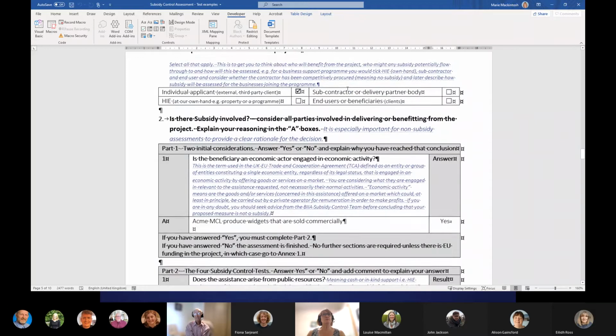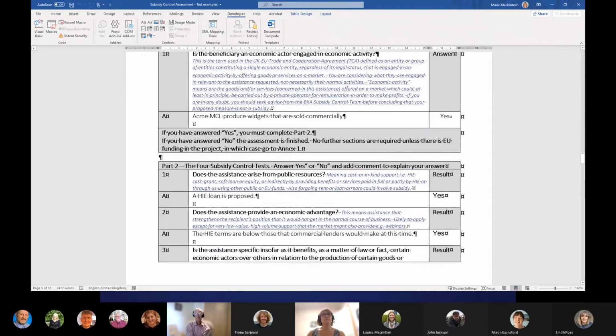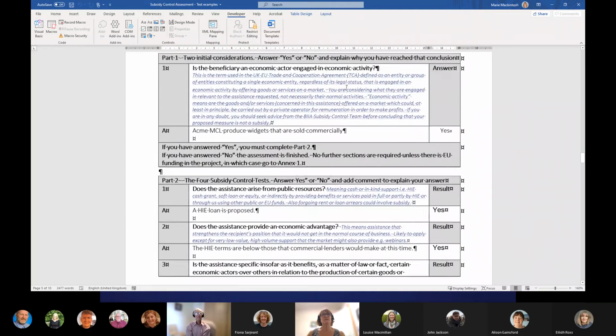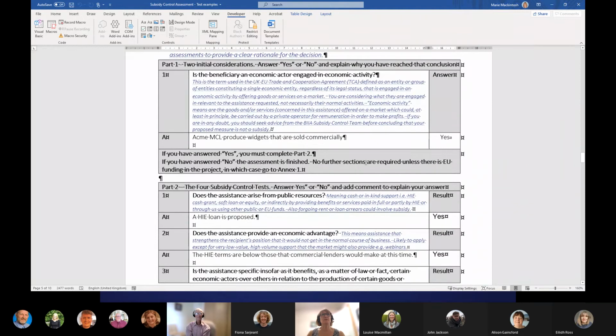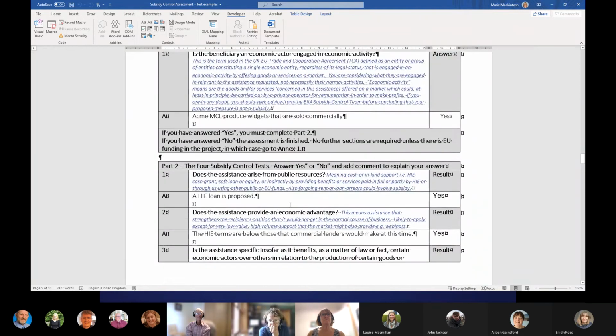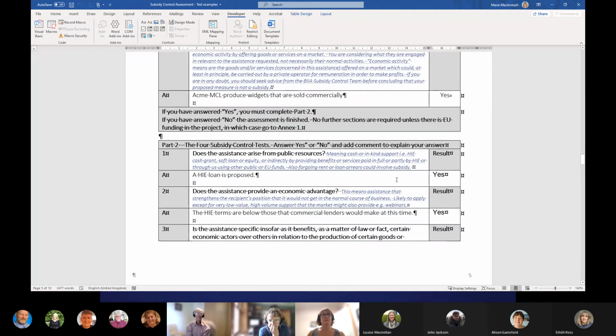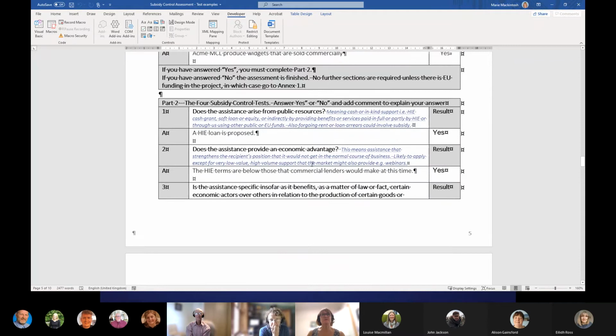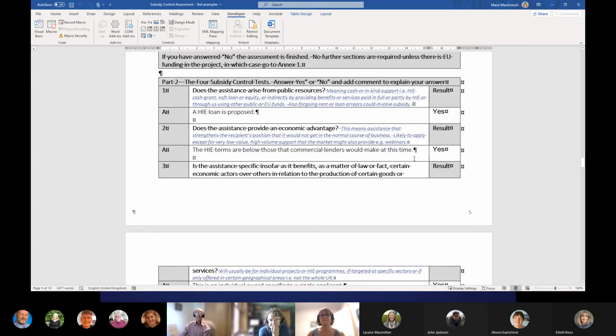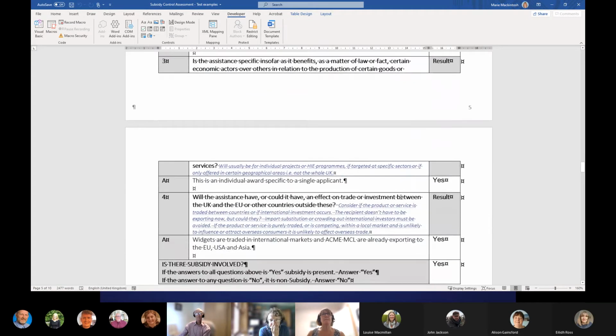So ACME was where we were giving a loan. That was fairly straightforward. They were a manufacturer. We were giving them a loan at subsidised interest rates, and the terms were below what commercial lenders were providing at the time. Yes, I am showing off, Fiona.